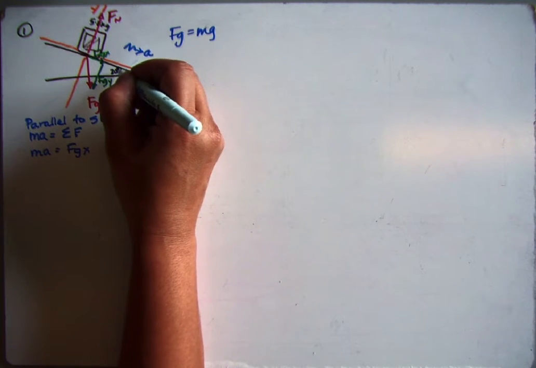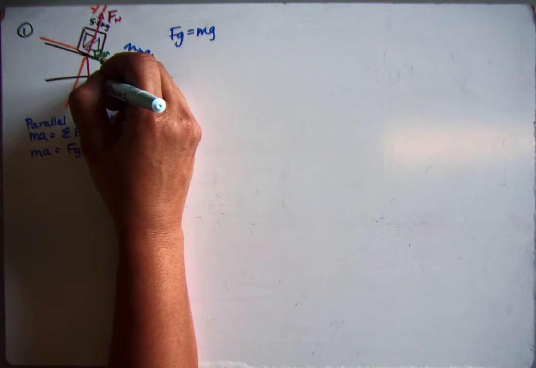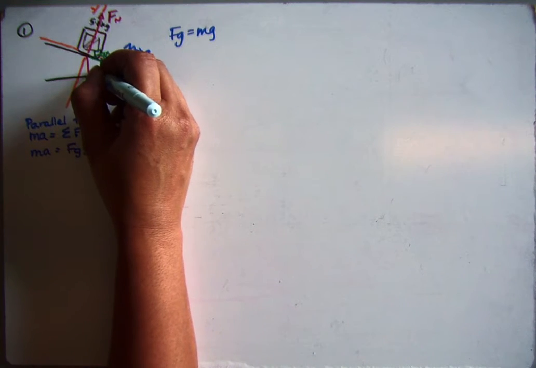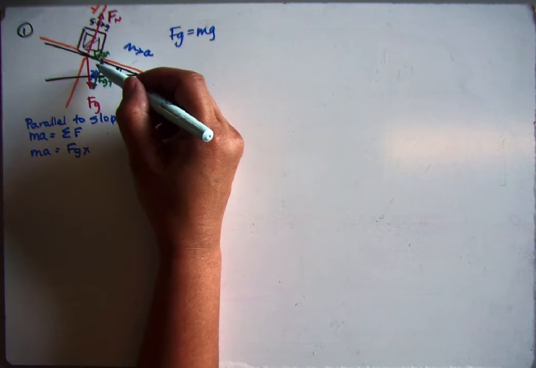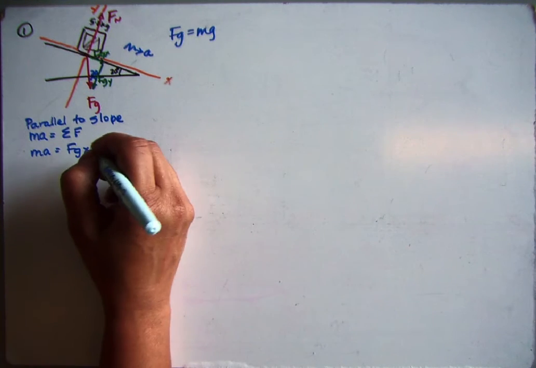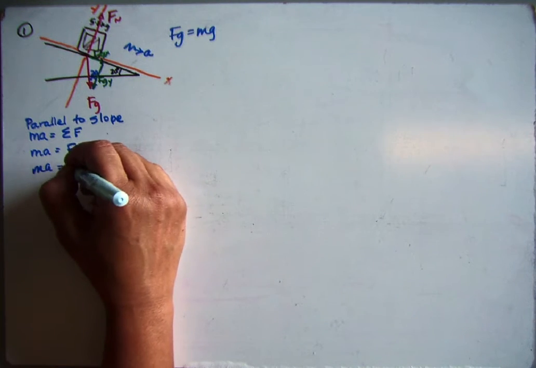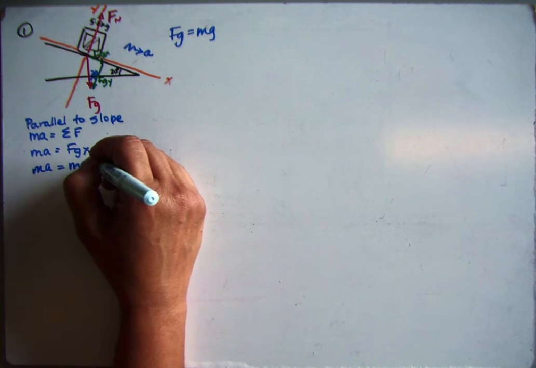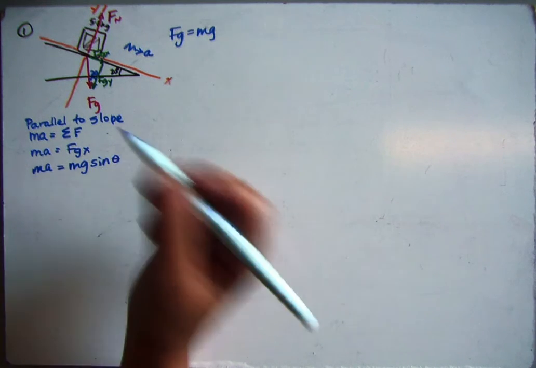So if this is 20 degrees, we can see that this is 90 minus 20. And so hopefully you can by now see that this is also 20 degrees and that the x component is opposite. So we have ma equals FG is mg, and then the x component is just the sine of the angle, theta. And you can plug all this in.